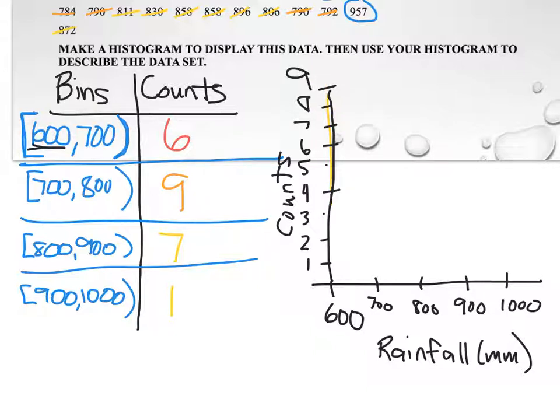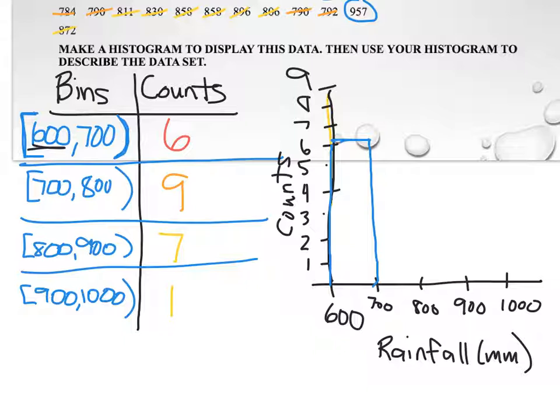And then we're just going to draw some bars to represent our counts. So from 600 to 700, we're going to draw a line at our 600 mark up to 6, and a line at our 700 mark up to 6 as well. And we're going to connect them. So there's our first bar.